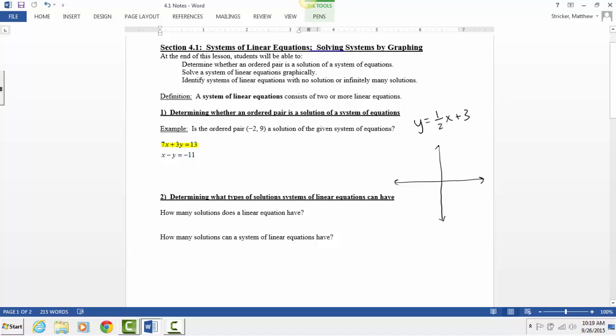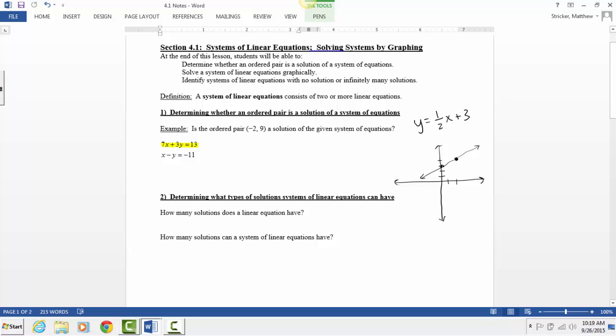Like this first one is going to have a y-intercept at 3, and then a slope of 1 over 2. So we rise 1, run 2, and we get a line kind of like this. And each solution to one of these linear equations is a point on the line.